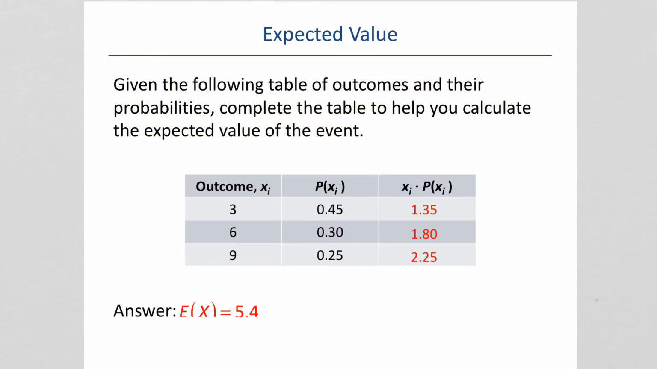So given this table and the outcomes and their probabilities, you can complete the table to help you calculate the expected value of the event. So what you would do is multiply these, multiply these, multiply these, add them all up, and you get 5.4.